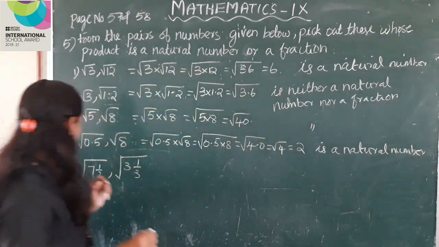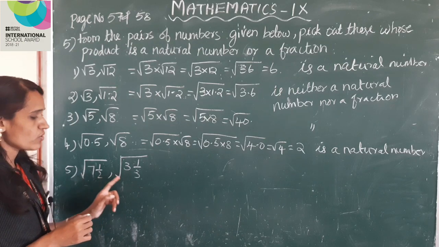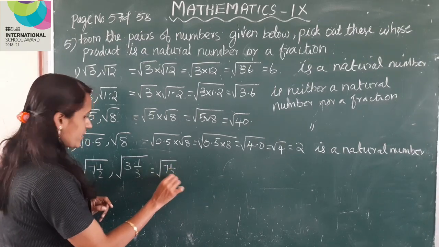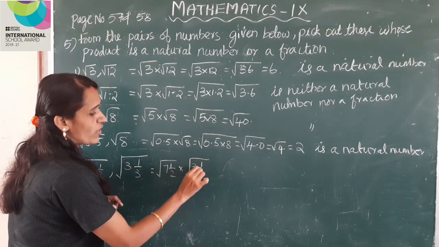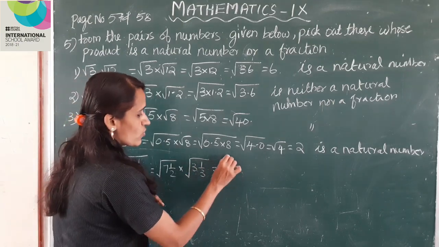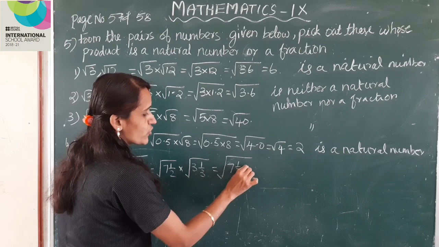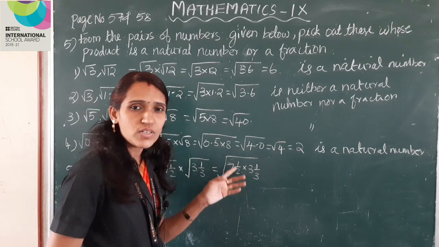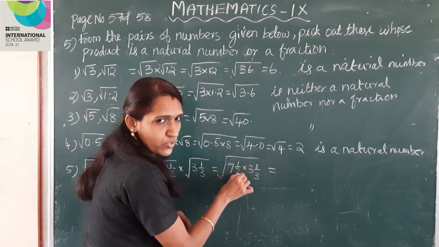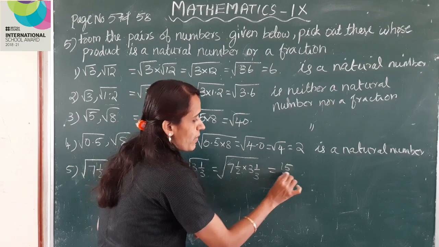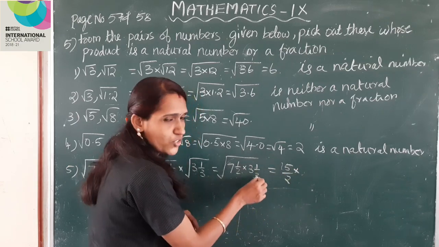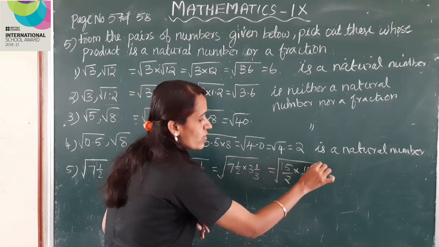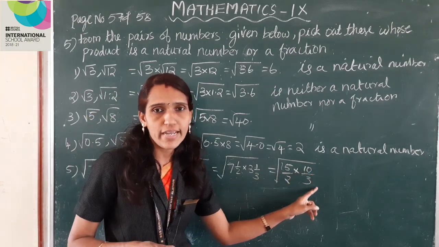Clear? Next, root of 7 1 by 2 times root of 3 1 by 3. This is equal to root of 7 1 by 2 into 3 1 by 3. This is a mixed fraction. Convert into improper. 7 into 2, 14, plus 1, 15 by 2. 3 into 3, 9, plus 1, 10 by 3. Root of 15 by 2 into 10 by 3.